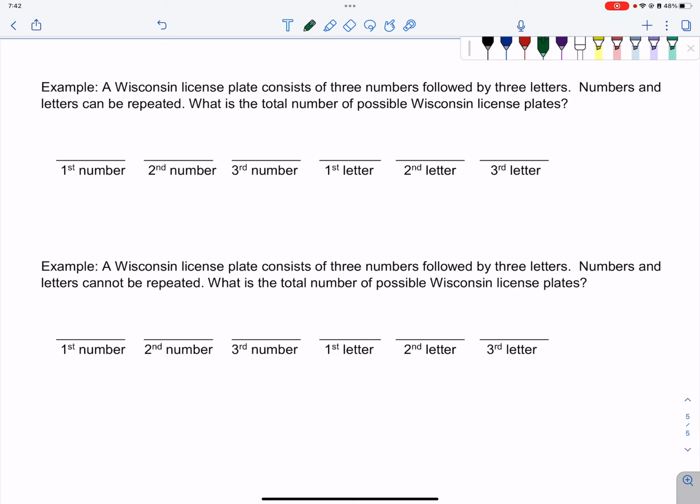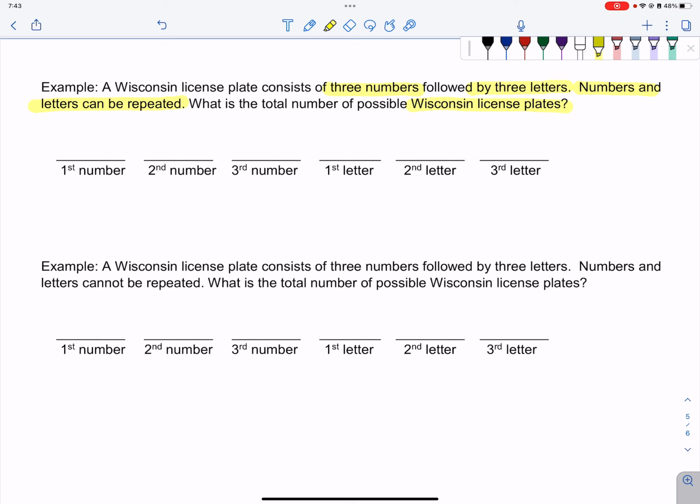So we have one last example here to work through with license plates. So first off, we have our Wisconsin license plates. They used to be made up by this formula here of 3 numbers followed by 3 letters. And I first want to take a look at ones where the numbers and letters can be repeated. And I want to know what is the total possible number of Wisconsin license plates following this pattern.